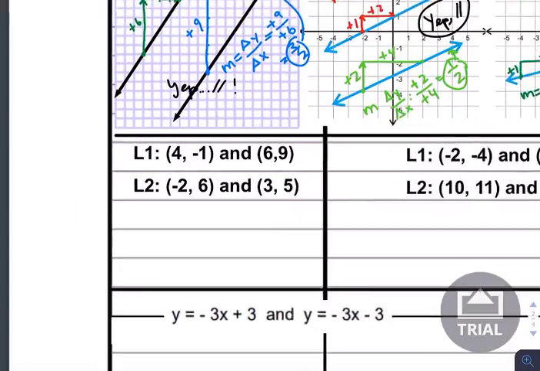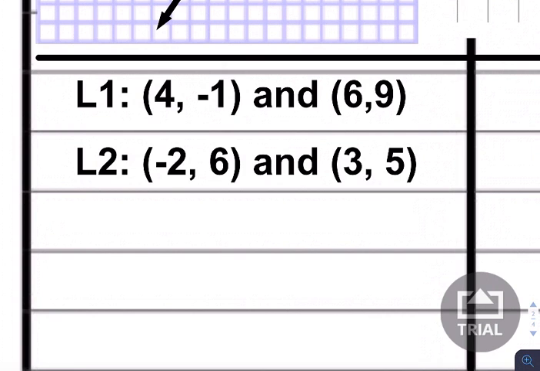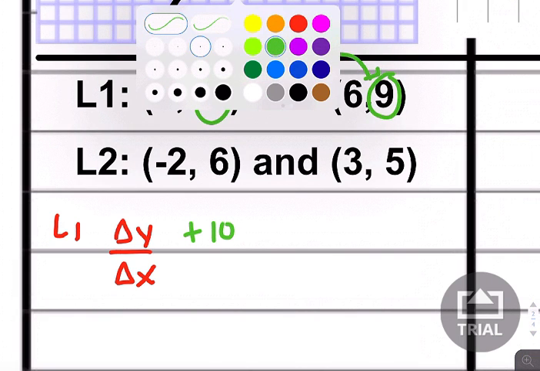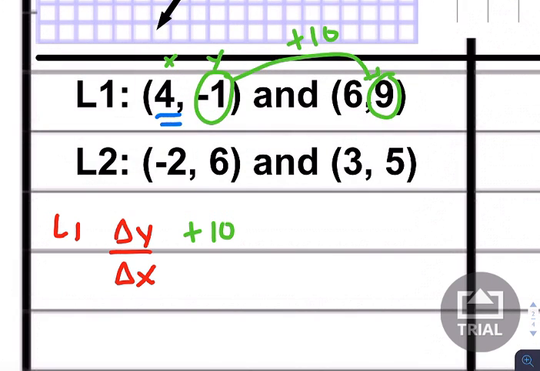If we take the graph away, this doesn't change. We just have to find the slopes differently. For L1, change in y over change in x. Recall these are xy points. The y goes from -1 to 9, that's a jump of +10, so change in y is +10. At the same time, x goes from 4 to 6, that's a jump of +2. 10 over 2 in this particular case will just be 5. So our line 1 slope is 5.